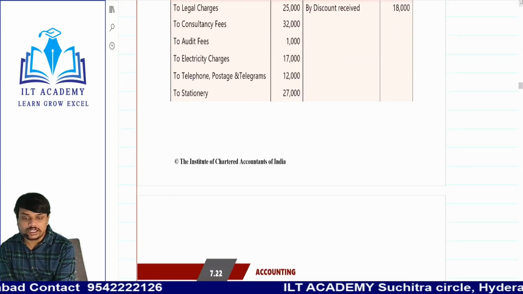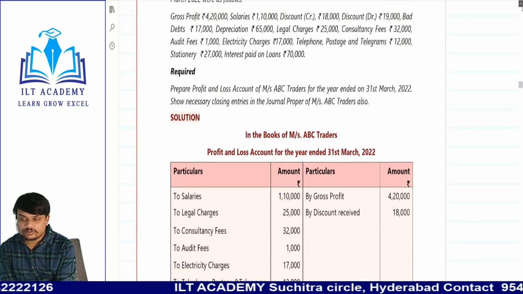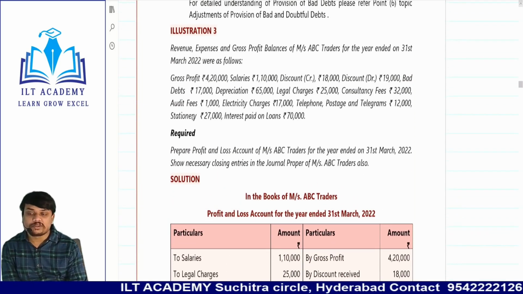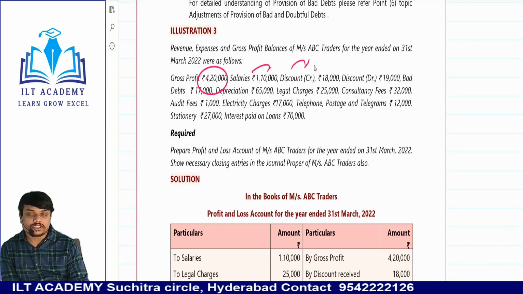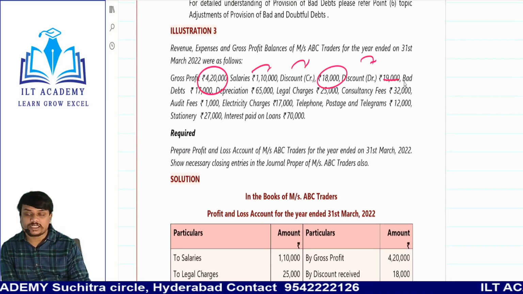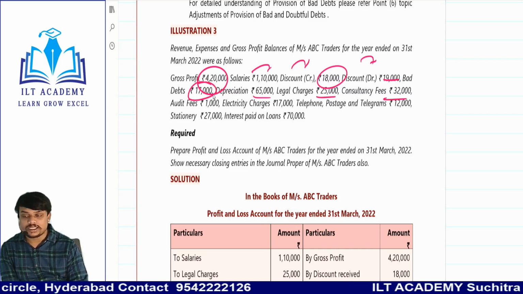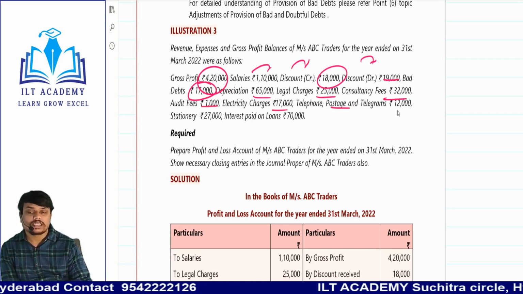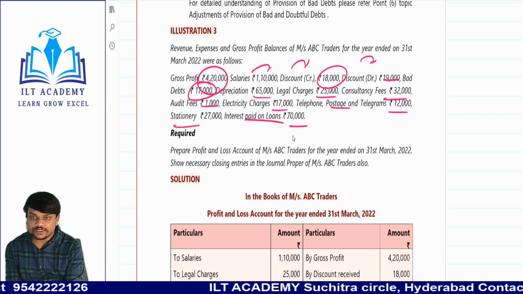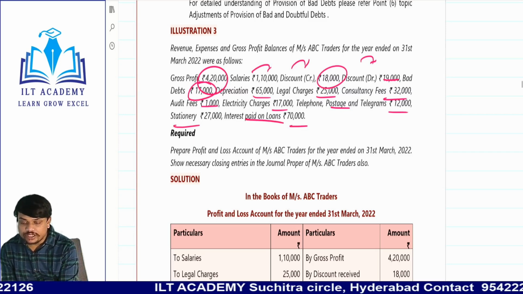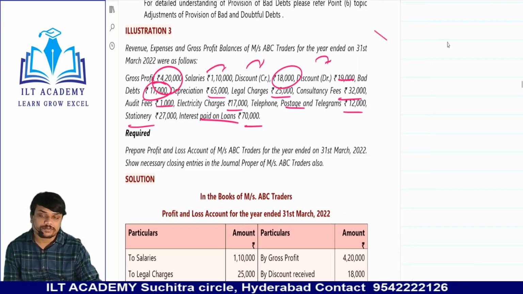Now let us understand illustration number 3. If you see, the gross profit of the business is 4,20,000, and the sales is given. Discount credit is given as 18,000, and discount debit is given as 19,000, bad debts 17,000, depreciation 65,000, legal charges, consultancy fees, audit fees, electricity charges, telephone, postage, telegrams, stationery, and interest paid on loans. Now in this question it is asked to prepare the profit and loss account. So how to do the profit and loss account? I am going to do it over here only.